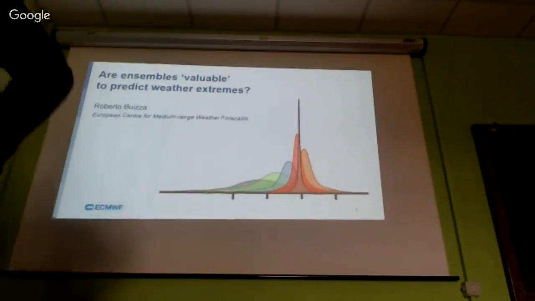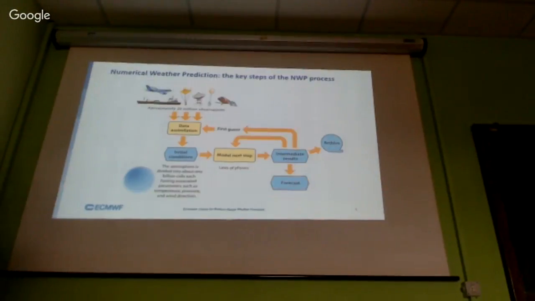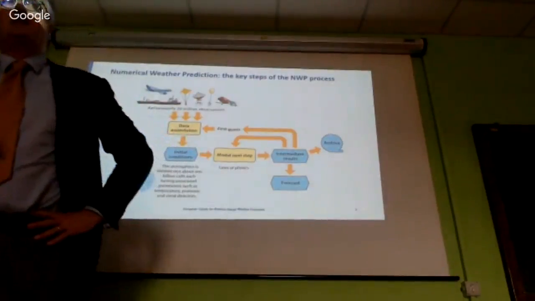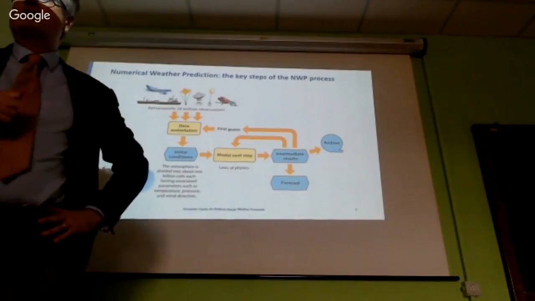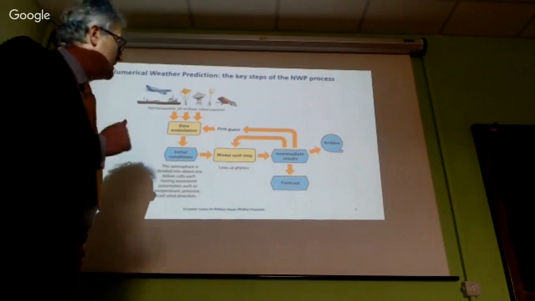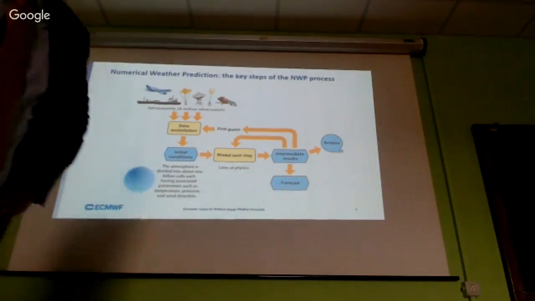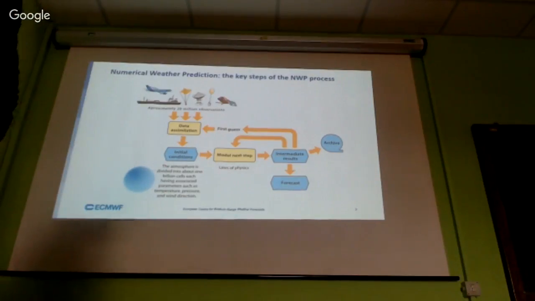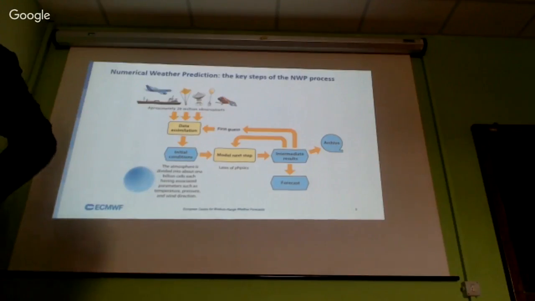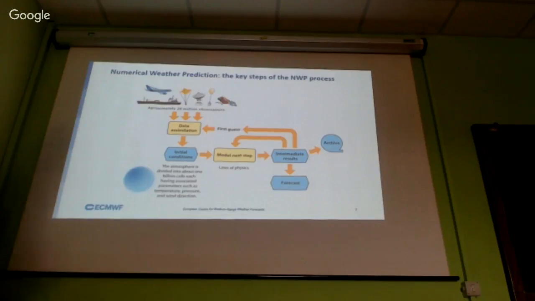And the plan of my talk is to go through 8 points that I think are very relevant if one wants to use ensembles to predict extreme events. Since I didn't know the background of the people who would connect, I thought it could be useful just to go briefly through the main steps that we follow when we do numerical weather prediction.